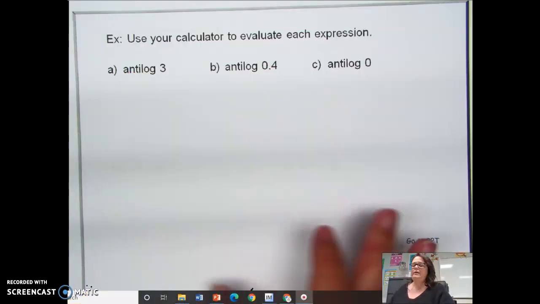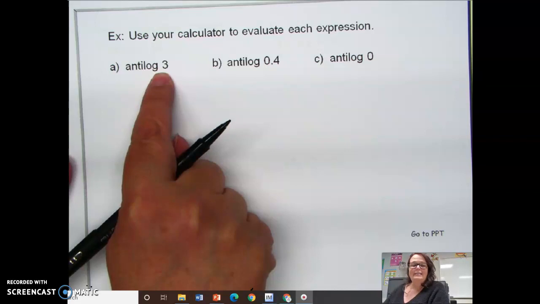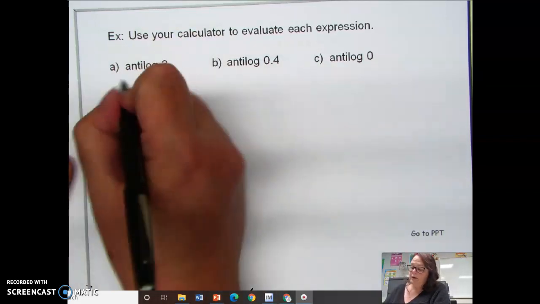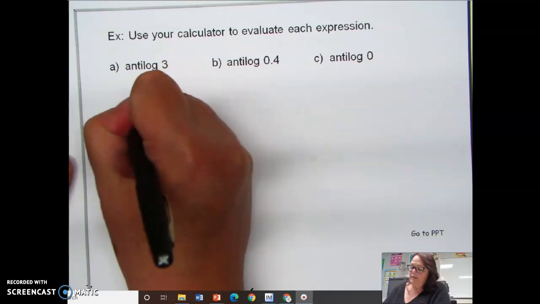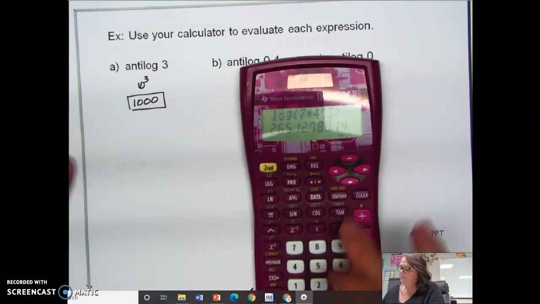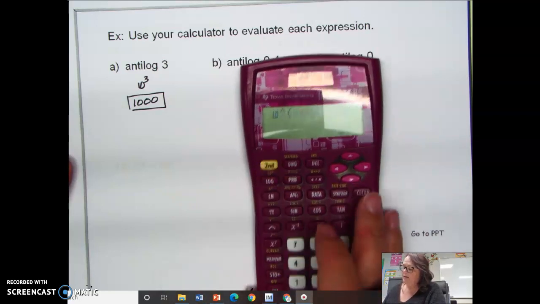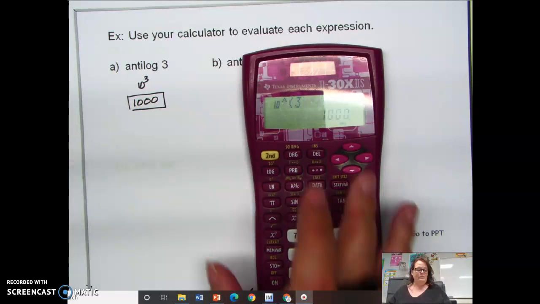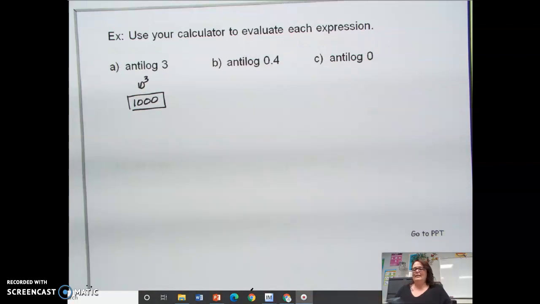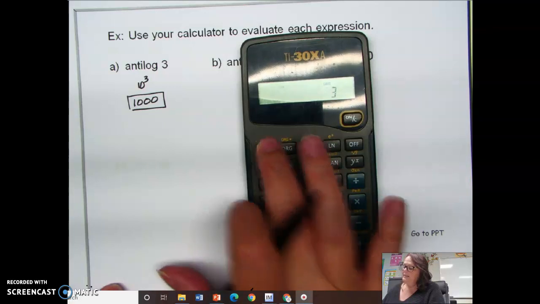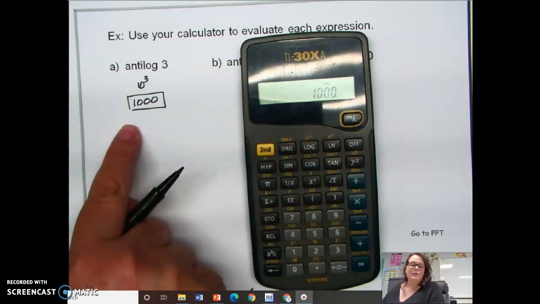If we take a look at these numbers, the antilog of 3 is the same as saying 10 to the 3rd power, and so we can say that that's 1,000. Or we could have gone into our calculator and said second log, and 3. Notice it gives me 10 to the power of, and I still get 1,000. And if I did it in the backwards calculator, I would say 3, and then second log, and again, it gives me 1,000.